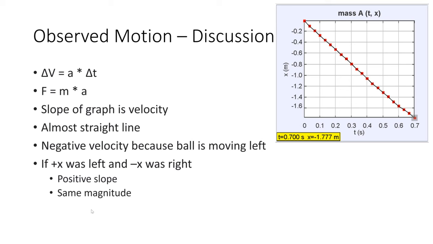Now, if I switched that and if I made positive x to the left and negative x to the right, then the graph would look almost the same. It would have a positive slope instead of a negative slope, but the value of the slope would be the same. The ball would be moving at the same speed, but just have the negative velocity of what it has now.